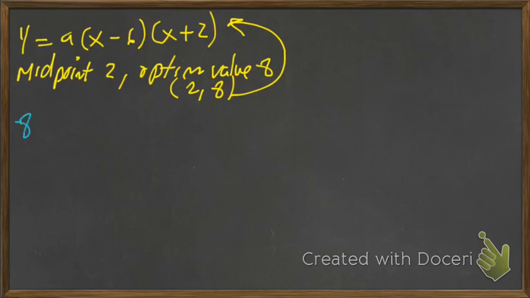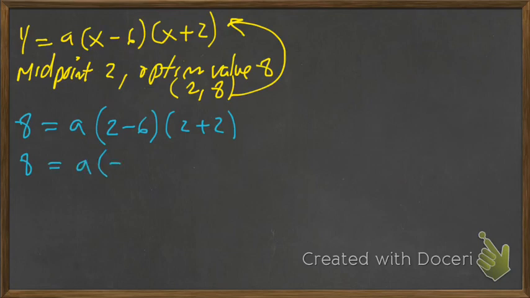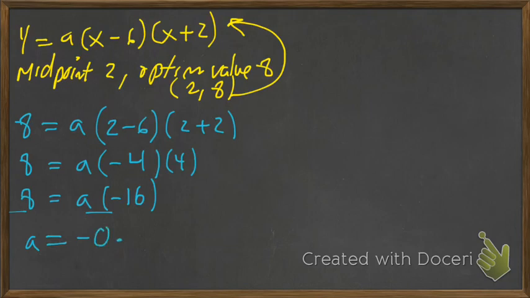So if we do 8 is equal to a bracket x. Oops, don't need the x anymore. 2 subtract 6, 2 plus 2. It should all work out, no problem. Of course, whenever I say that, it means it's probably not going to work out. Negative 4, and this is 4. So 8 is equal to a, so by negative 16. If I divided both sides by negative 16, a is equal to negative 0.5.